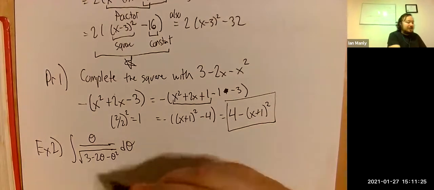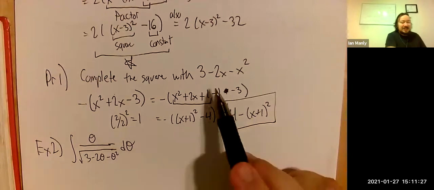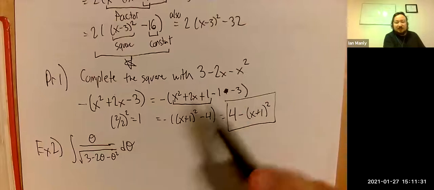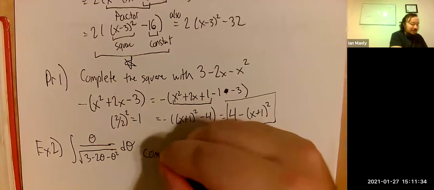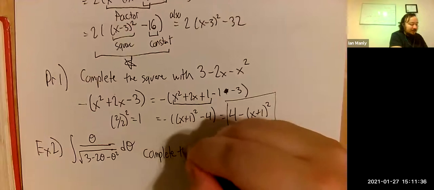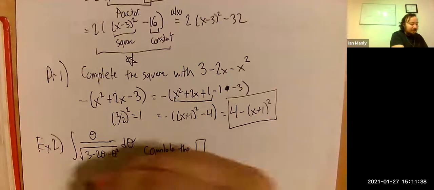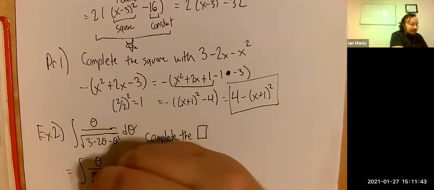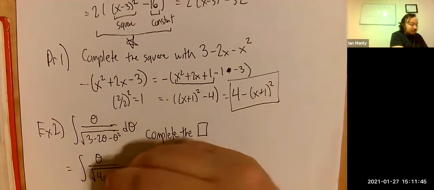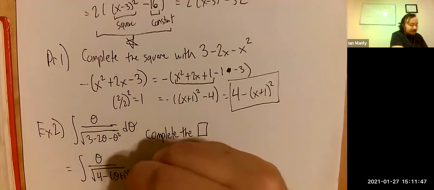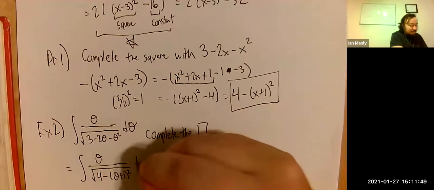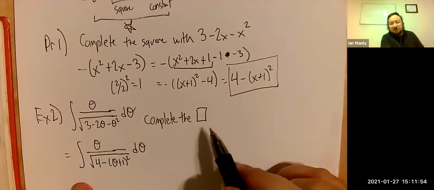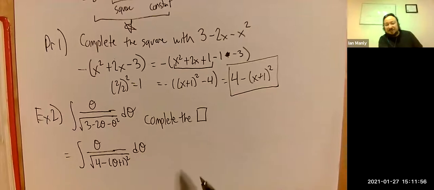favorable. And if you guys notice, this is literally the same polynomial that we just worked with, right? Except instead of x's, they have thetas. So that means if we complete the square, we already know how to do that. So if we complete the square, this integral is the same as theta divided by the square root of 4 minus theta plus 1 squared. I try to abbreviate as much stuff as possible, so I will write it like this.